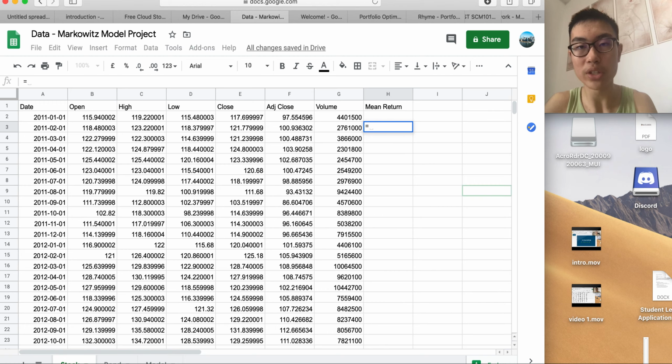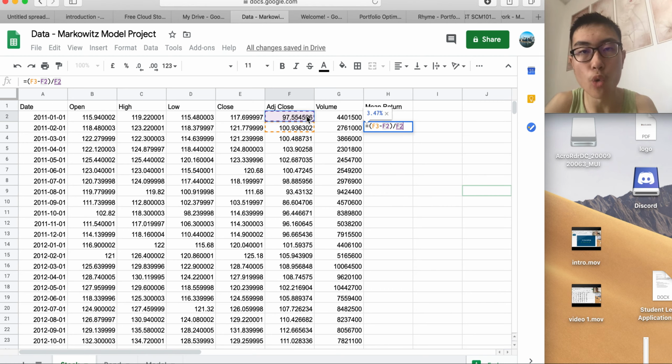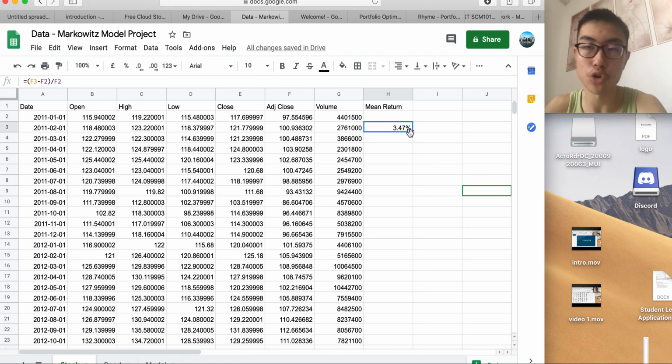So what we do is we take an equal sign and we get the adjusted closing price. We minus the previous price. So now we bracket them up, and we divide them by the original price. I hope this concept is pretty easy. If you have learned about percentages, this is basically a concept on percentages, where you take the data today minus data last month and divide by the data last month, and you can see it's a 3.47% growth of our return.